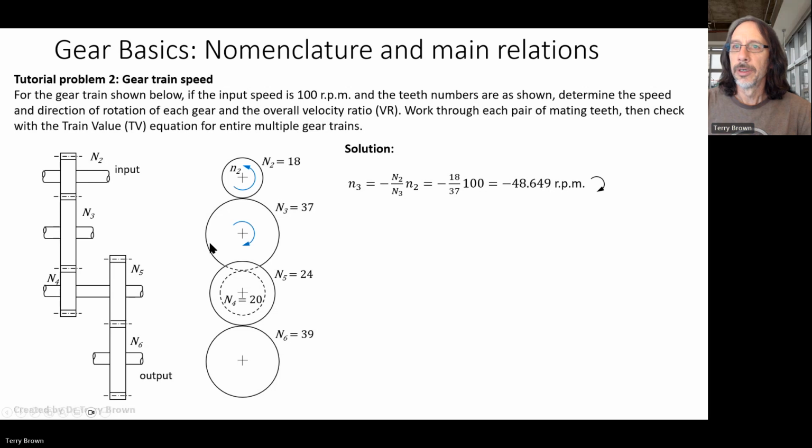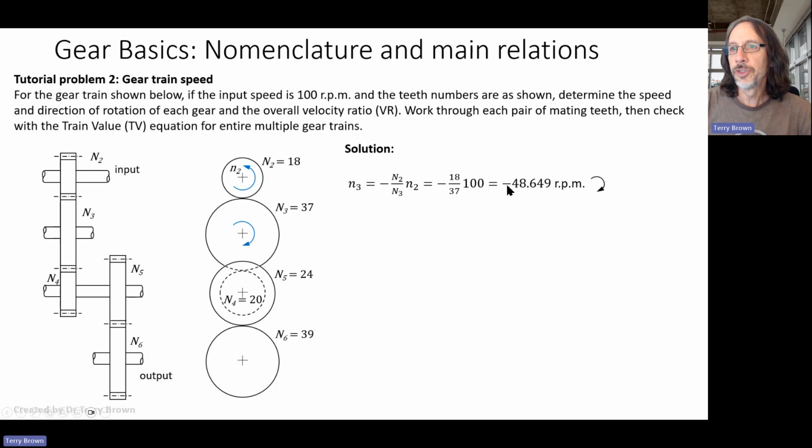48.649 RPM for gear 3. And as you would have seen in the lecture and in the tutorial, and just from past experience, they have to rotate in opposite directions. Okay, so that's where the negative sign comes from.